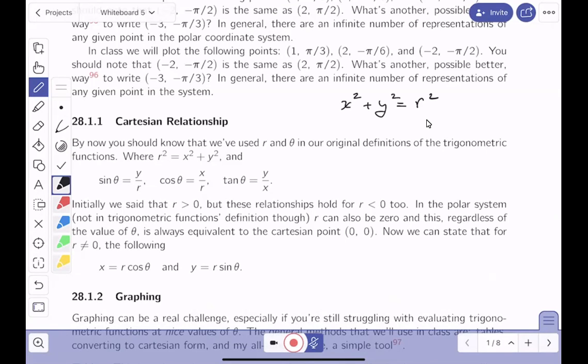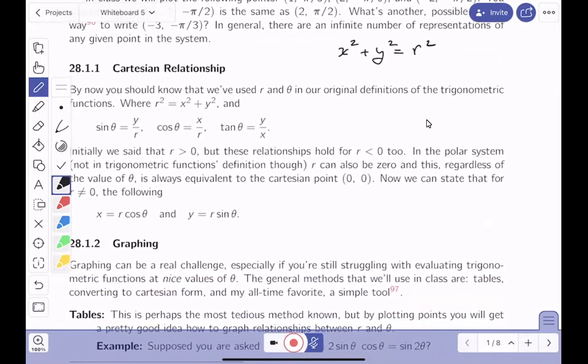Now we're going to let r be any number at all, including negative numbers and 0. What we do, we divide both sides by r squared, which may seem strange to you, but I'll write that down for you. And what would you get there? You get x over r squared plus y over r squared is equal to 1. Well, this is a Pythagorean identity.